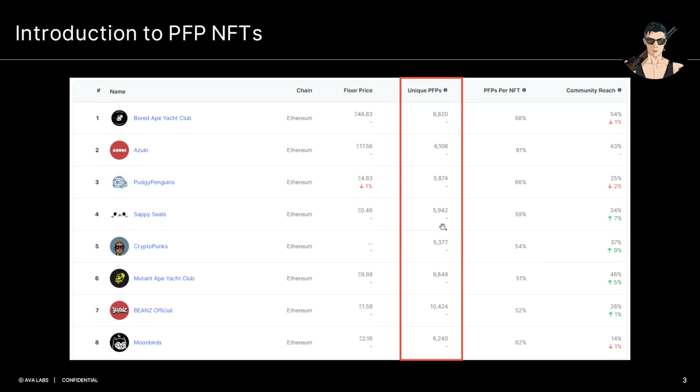So here you see PFP NFTs and the power that they have. You see the numbers in the box here. That's a little out of date, so don't pay too much attention to the exact numbers. But this shows how many unique people are actually using a PFP from any given collection. And so you'll see here that some of the top collections have nearly 6,000 or over 6,000 unique accounts or people using a PFP from that collection as their digital identity, as their profile picture on Twitter.